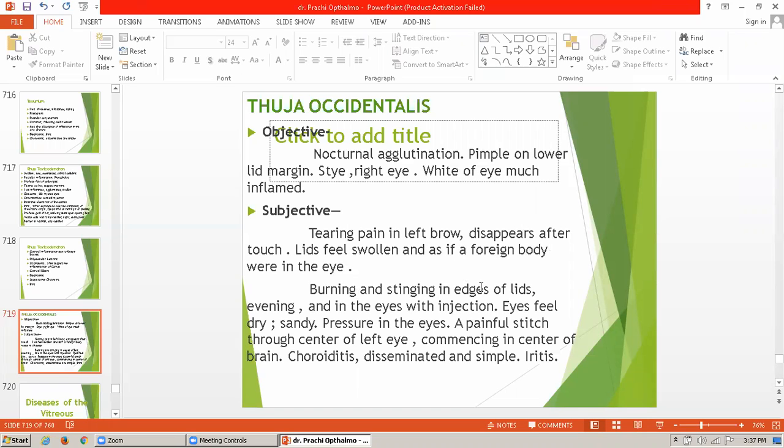There is burning and stinging in the edges of the lid in the evening, and in the eyes with injection. Eyes feel dry, sandy, with pressure in the eyes, and a painful stitch through the center of the left eye, commencing in the center of the brain. There is choroiditis, simple and disseminated, and iritis. So, Thuja is useful in cases of iritis and when there is disseminated and simple choroiditis.